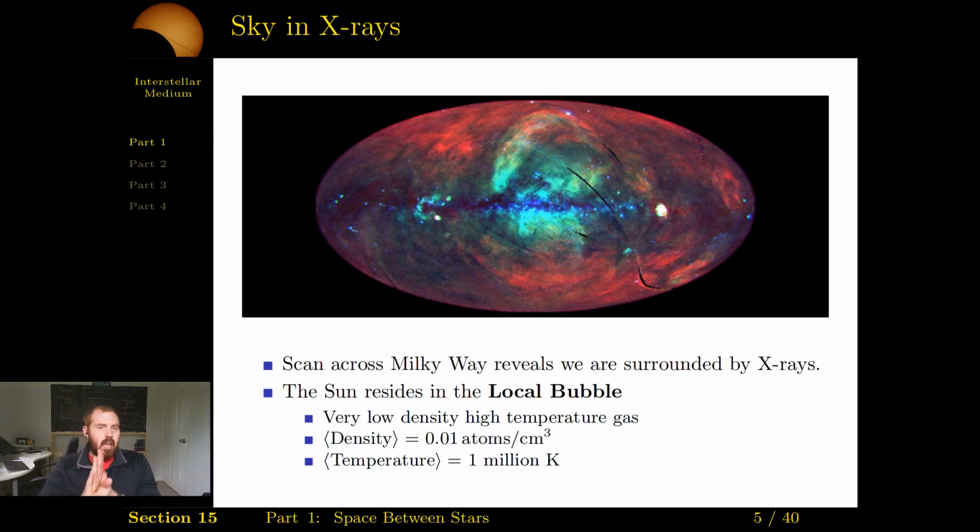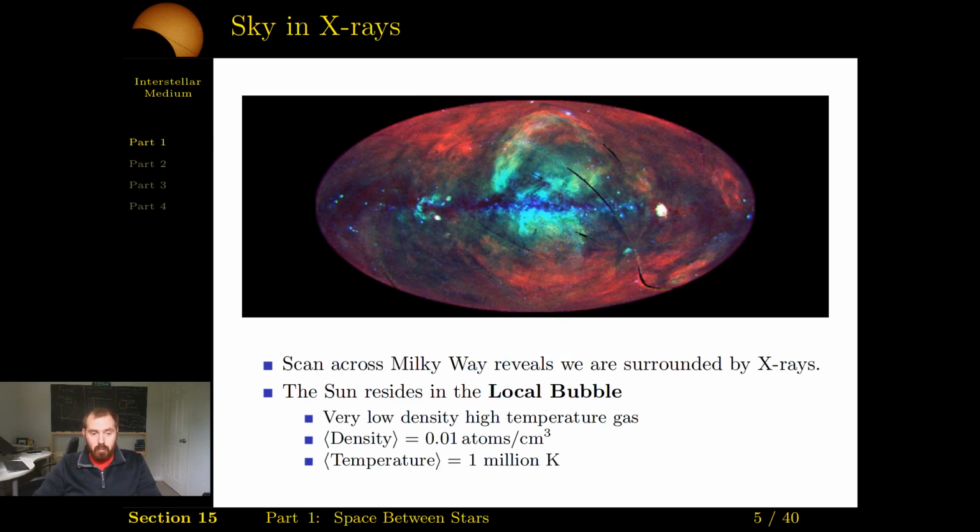So let's start getting a picture of where we're at, what we're looking at. Here, you might be able to recognize that this is the Milky Way galaxy. But instead of being in the visible spectrum, we're watching it in X-rays. So we scan across everything we can see in X-rays, and we see that we are flooded by X-ray light. And so we realize that our star, our solar system, is in what we call a local bubble.